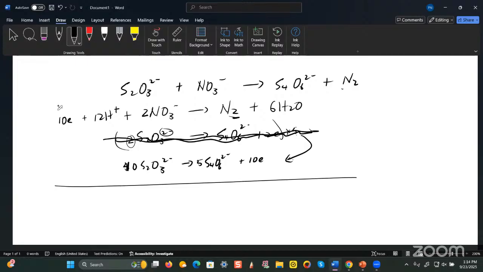What's the next step? You would add the 2 equations together. So you add them together and what will cancel out? The 10 electrons. Okay. Is there anything else that will cancel?